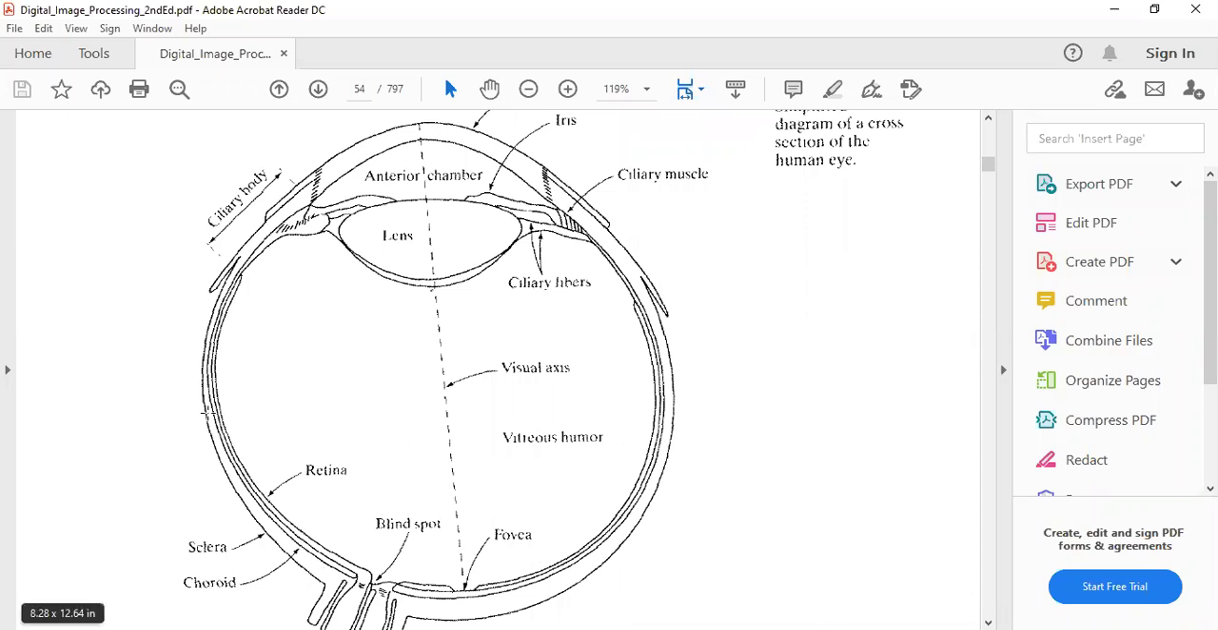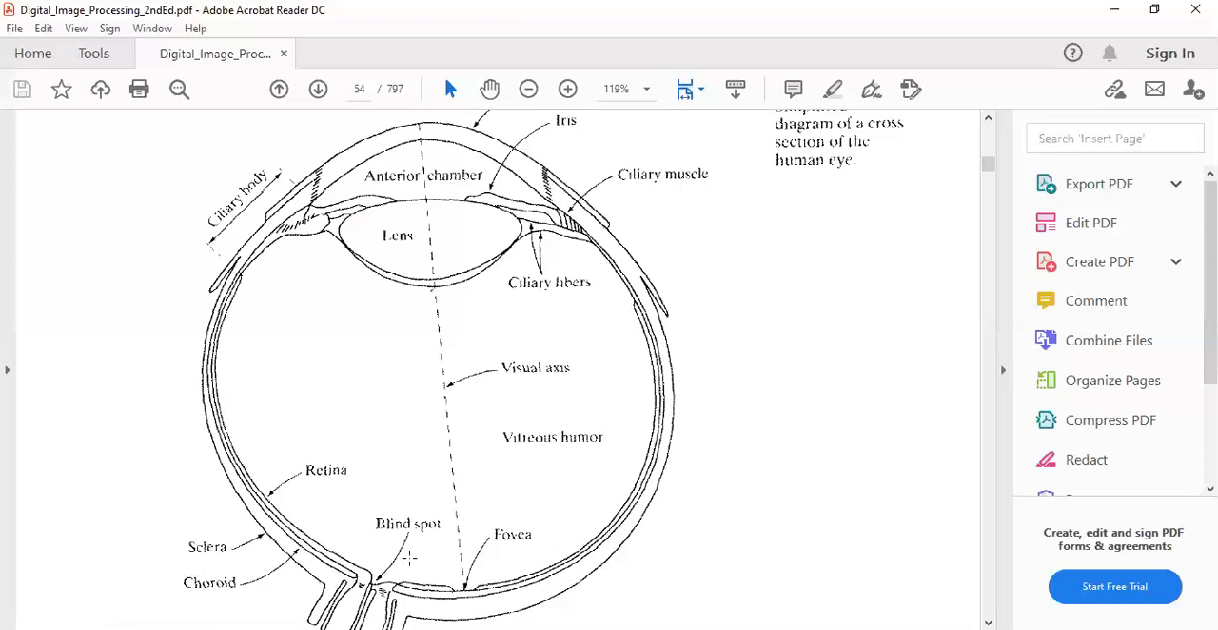There will be three membranes that cover the eye. The first membrane is the cornea and the sclera. Then we have the choroid. Then we have the retina. Retina is the innermost layer of the human eye. Here exactly the picture is formed inside the eye. We will see how exactly it forms.